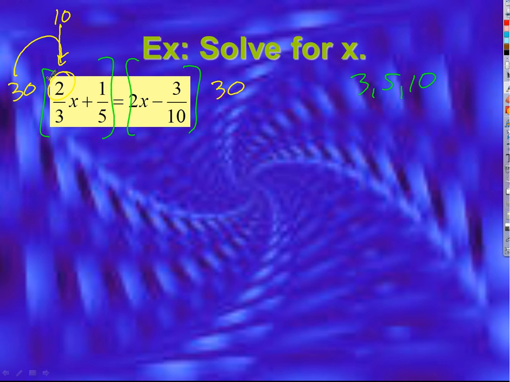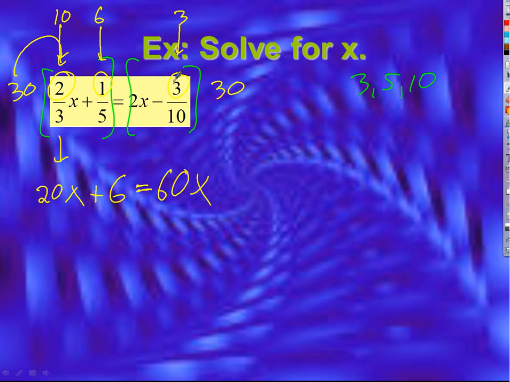So 10 times 2, those cancel. That becomes a 10, and that gives us our 20x. Same thing here. 30 over 5 is what? 6 times 1 is 6. Isn't that easy? Other side, 30 times 2x, well, that's just our 60x. We don't need it there. But here's another fraction. 30 over 10 is 3 times 3. How about that? Simple, right? Okay? You'll get a chance to try this, too. I'm going to get you down there so you can.